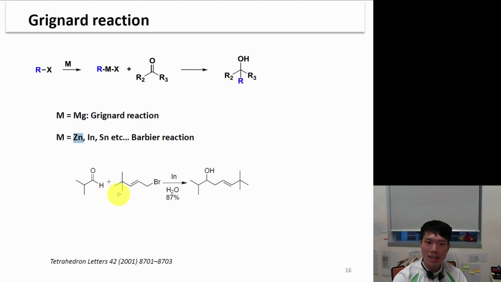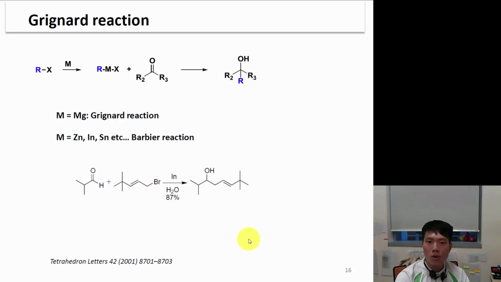This is an aldehyde, and this is an alkyl bromide. You throw in indium, you put the indium in between this C-Br bond, you squeeze in. This carbon becomes a terrific nucleophile. It attacks this delta positive carbon, pushes it up, you work up using water, you get an alcohol, a secondary alcohol. So aldehyde, organometallic reagent, secondary alcohol. Ketone, RMgX, you get a tertiary alcohol.